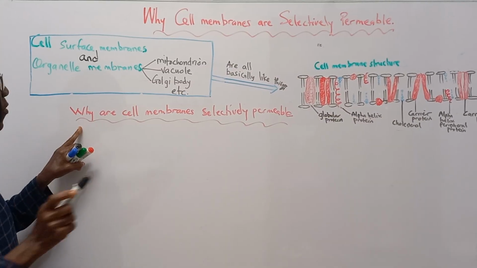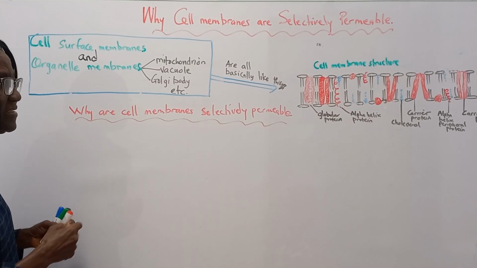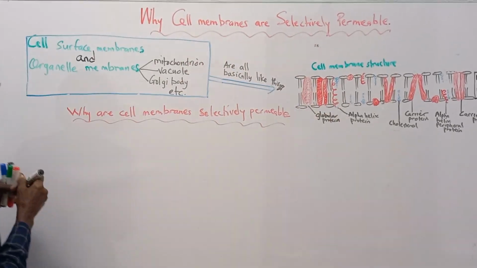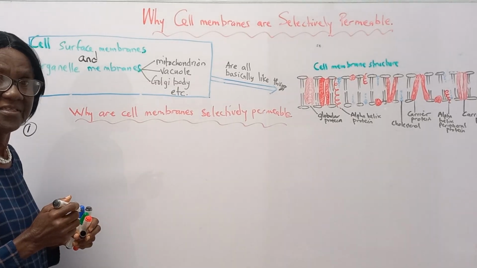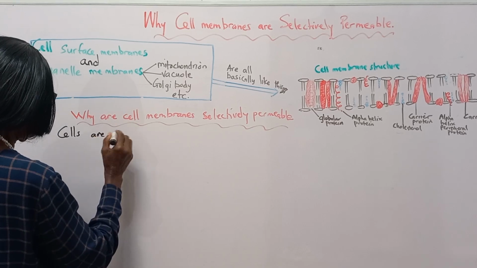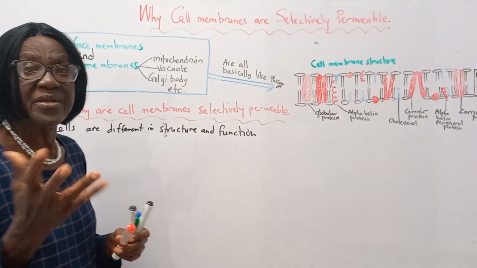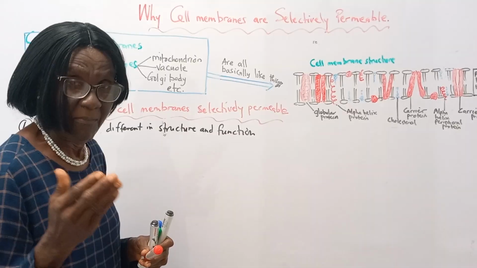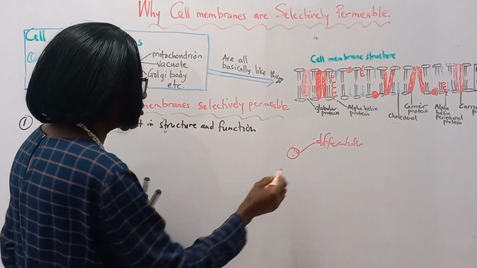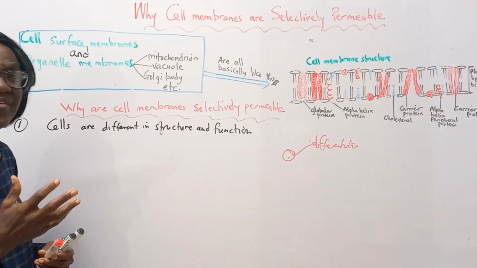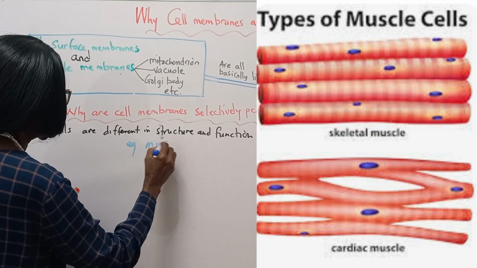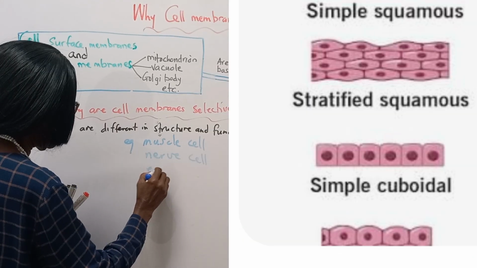So now I want to home in on why cell membranes are selectively permeable if all of them have the same structure like this. Now, one, cells are different. Cells are different in structure and function. Well, the embryonic cells are the same, as you remember. But in an embryonic cell, cell differentiation occurs, and so the cells develop different structures and functions. And so you can have muscle cells, nerve cells, epithelial cells.